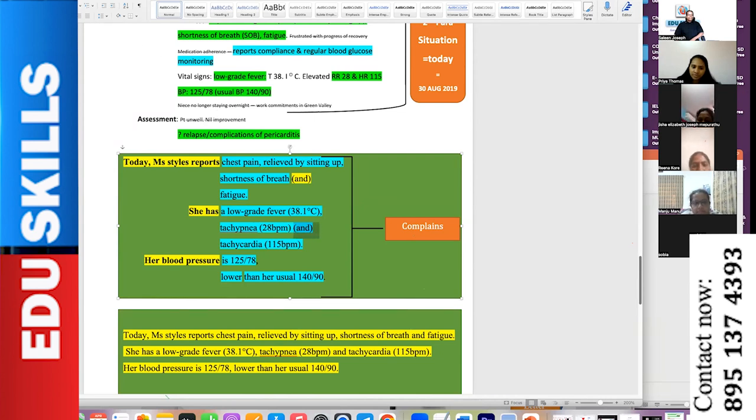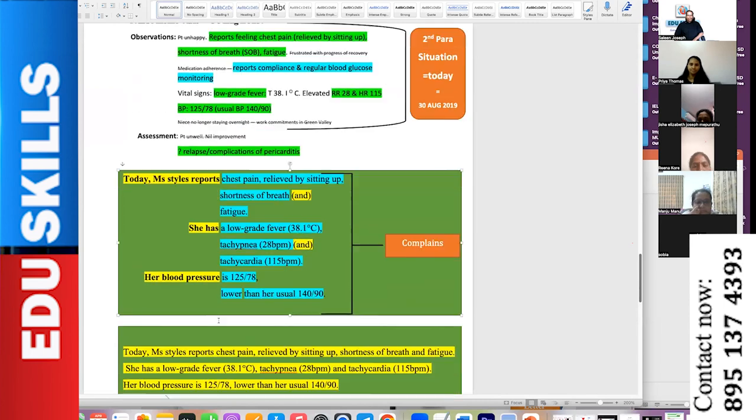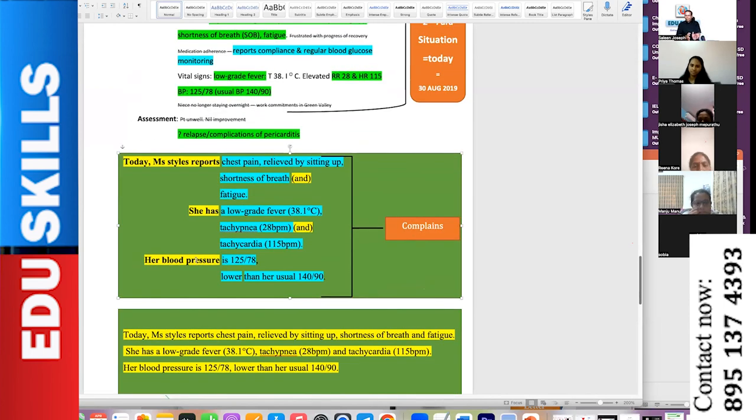Things are already there. Then tachycardia, then her blood pressure. Here only BP is mentioned, but I said her blood pressure. Instead of BP, I said blood pressure. Her, the subject, is added. That's all. Then lower than this one. When I put them together and connected all these things, that's a beautiful paragraph. It's not a big issue to create a paragraph out of the relevant case notes.